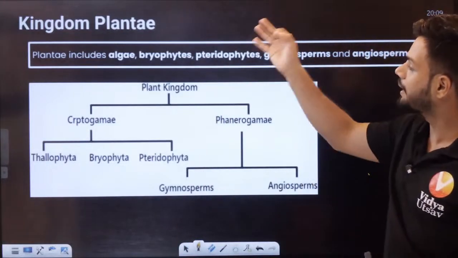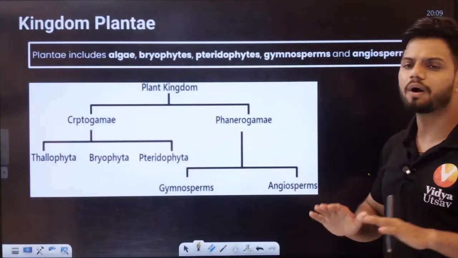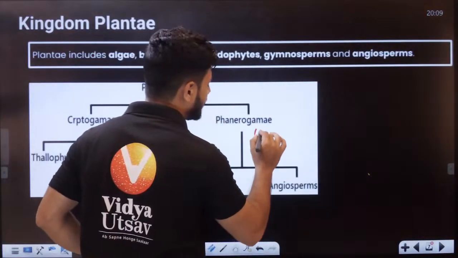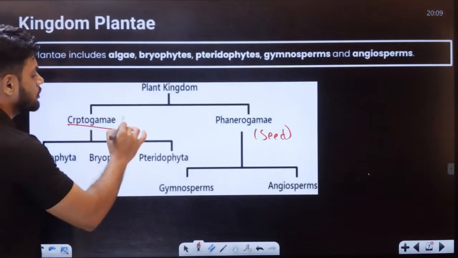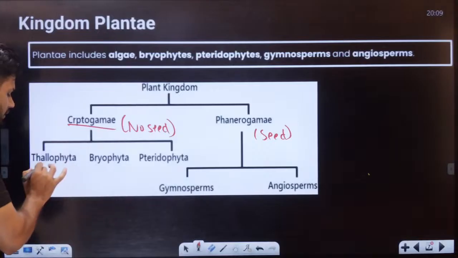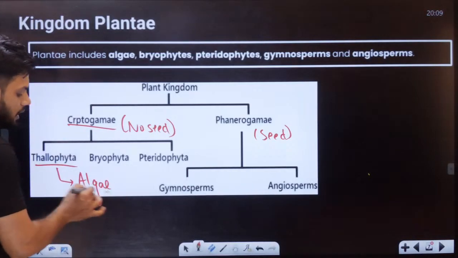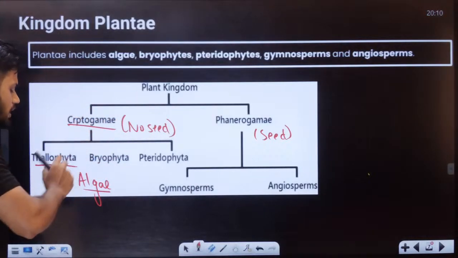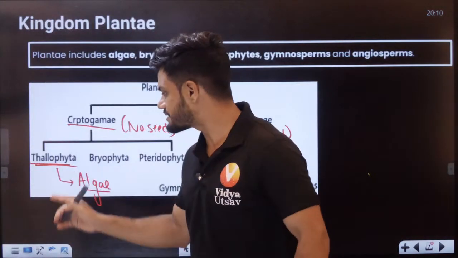Now here, the plant kingdom is mainly divided into cryptogams and phanerogams. What is the difference? Phanerogams, students, are seed bearing. While in cryptogams, there is no seed. Here we have Thallophyta, but under Thallophyta we only have algae right now. Initially even fungi were added here, then the fungi and lichens were removed. Students, listen to me. Initially it was called Thallophyta.